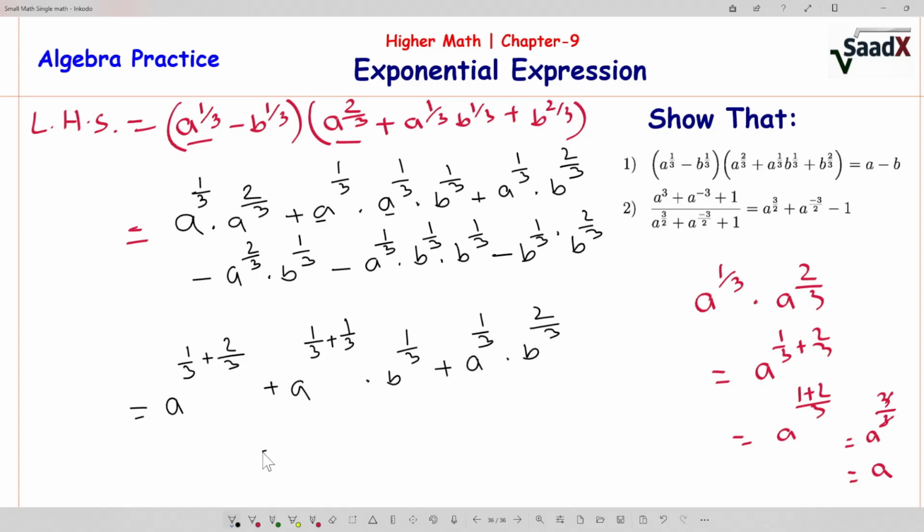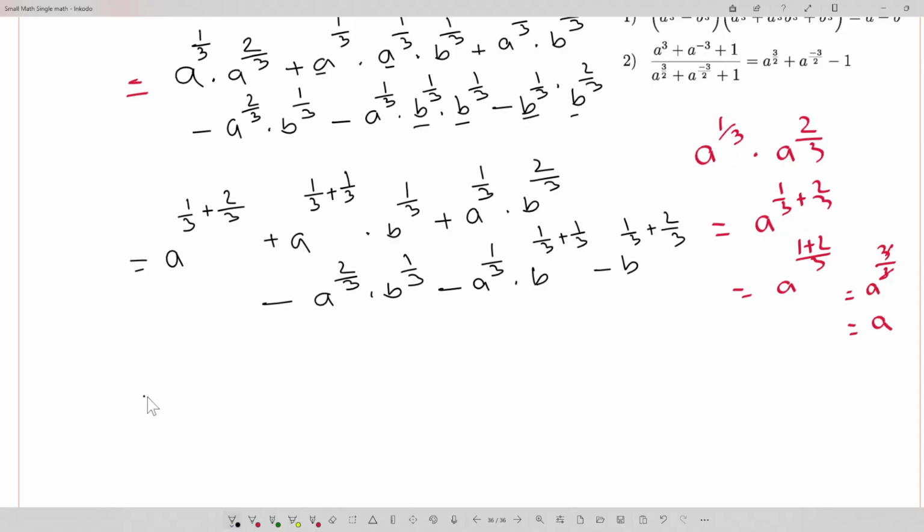And next, here is also the same thing, a to the power 2 by 3 times b to the power 1 by 3 minus, here is a to the power 1 by 3 times b to the power 1 by 3 plus 1 by 3, minus, here b is a similar base, so 1 by 3 plus 2 by 3. Okay, so what next? Here in the power 3 and 3 are similar, so the LCM is 3, so 1 plus 2.